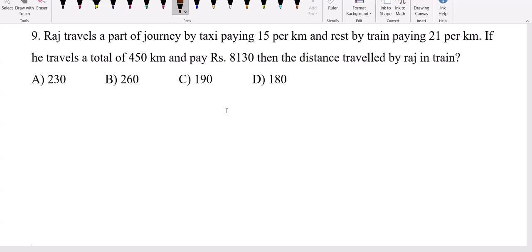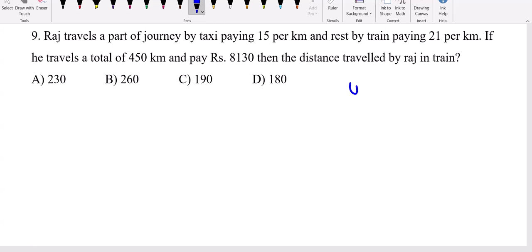Raj travels a part of the journey by taxi, paying 15 per kilometer, and the rest by train, paying 21 per kilometer. Total journey is 450 kilometers, and the amount paid is 8,130. You can create only one equation, or some people will try for two equations. That will be clumsy because solving two equations will take time. Try to form only one equation.